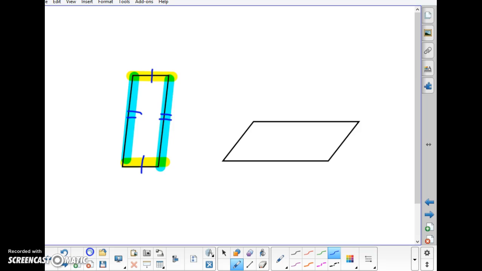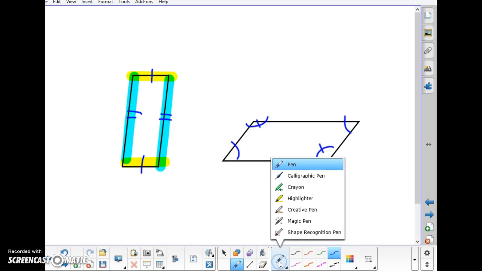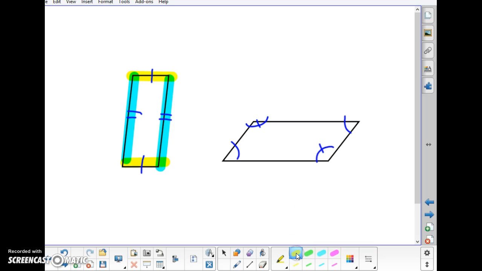Or I could look at angles. This angle and its opposite angle are congruent to each other. Or we could also say then that these two are congruent to each other. We also looked at how the angles next to each other, for instance these two, or if I don't want to pick those two that are next to each other, these two, they would end up being supplementary.